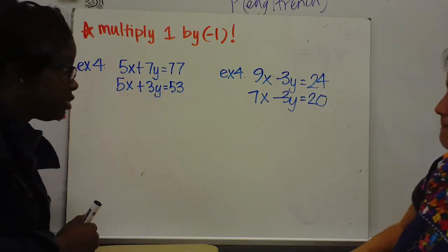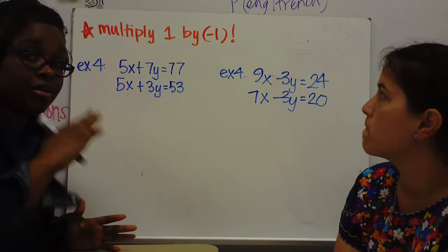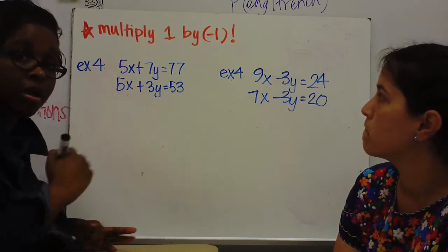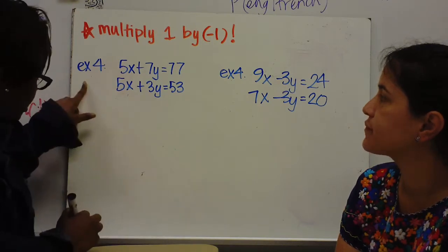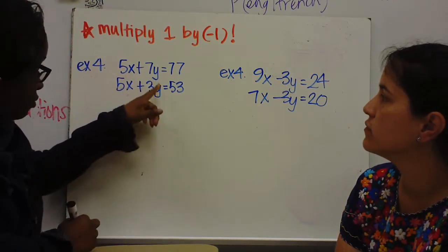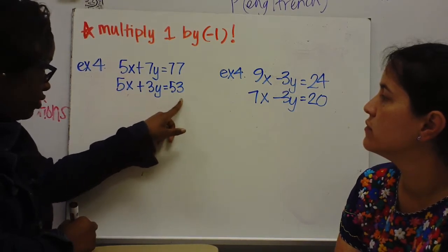Alright, so sometimes all the problems don't have opposites. And in that case, what I like about elimination is that you can multiply one or both of the equations to make it work for you. So let's look at example 4. We have 5x plus 7y equals 77. And then 5x plus 3y equals 53.